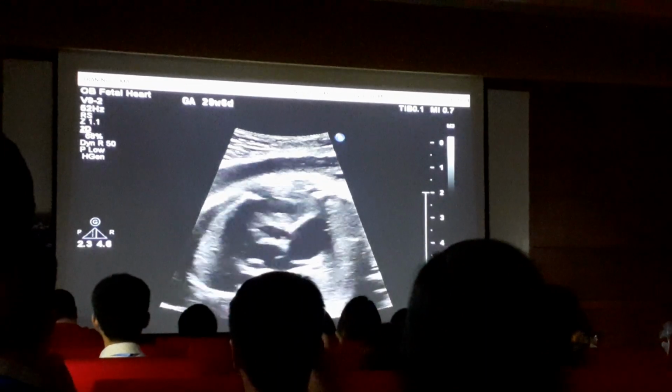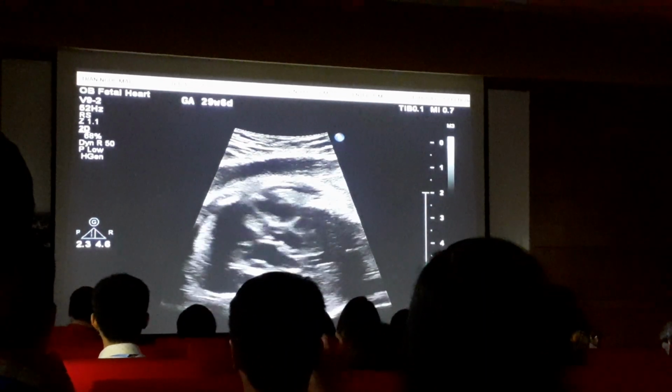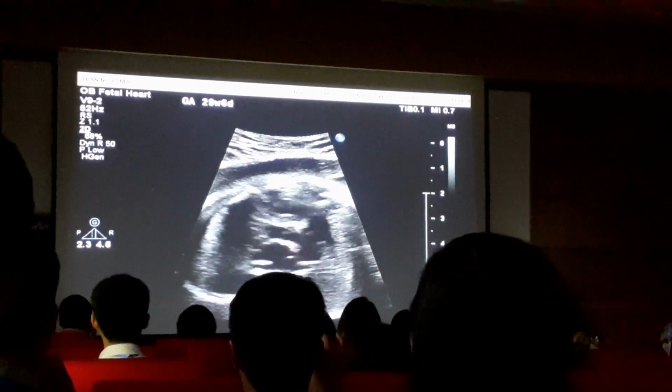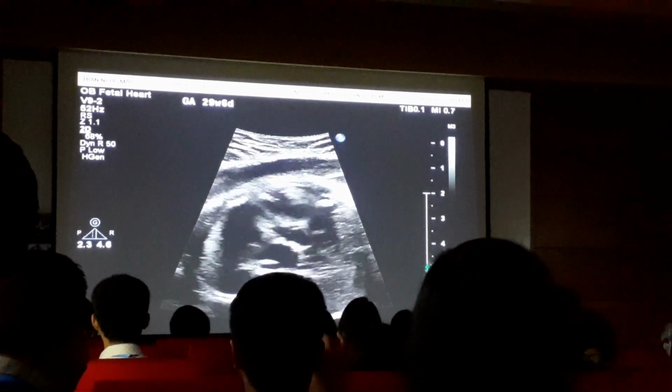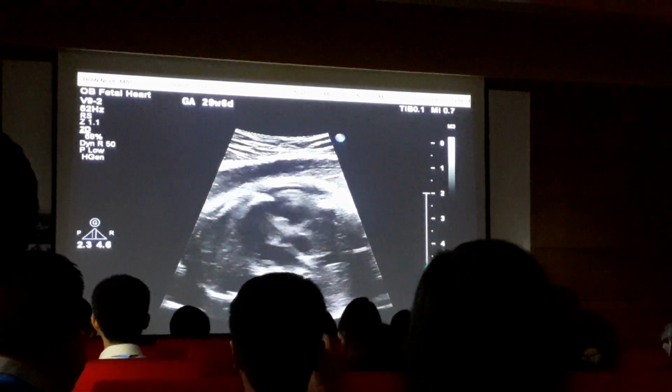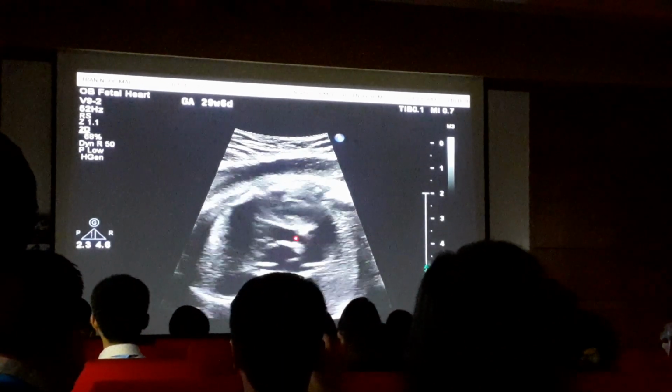As we continue upwards, we can look at the left ventricular outflow tract, which looks nice and normal. The aortic valve is disappearing completely in systole.